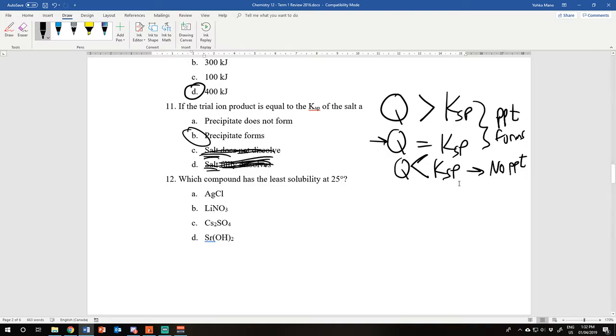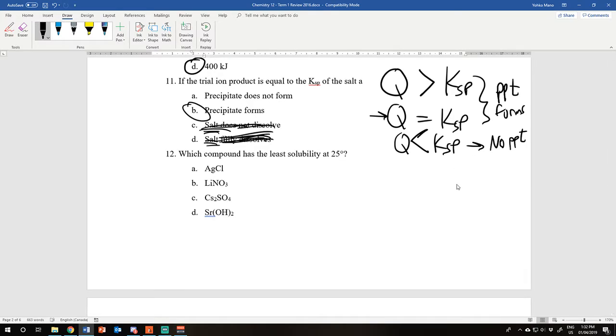Okay. This question number 12. I had a similar question on your solubility exam. Different compounds, a very, very similar question. So we're asking for what is least soluble. So basically you're looking for a low soluble compound, low soluble, and lowest KSP.